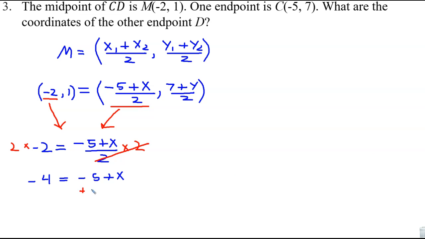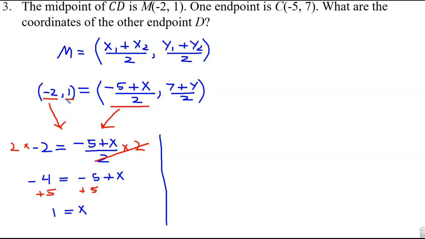To get the x by itself, we'll add 5 to both sides. And that's leaving us with x equals 1. So there's half our answer, the x coordinate. And then I'll do the exact same thing with the y coordinate.